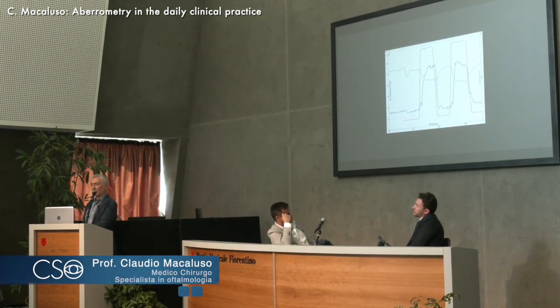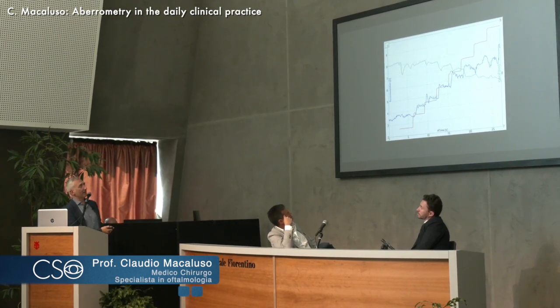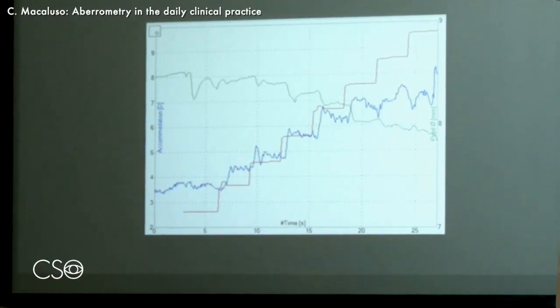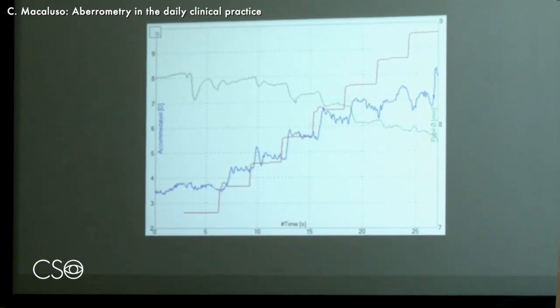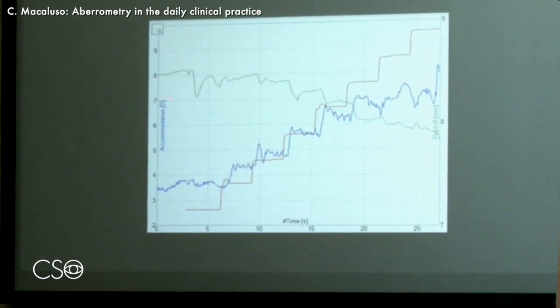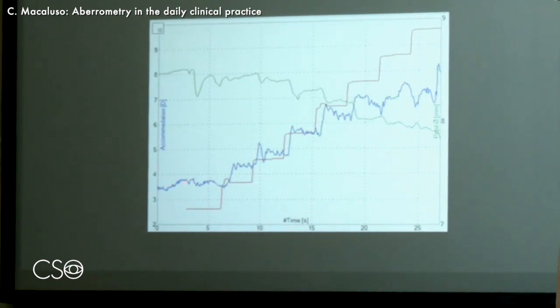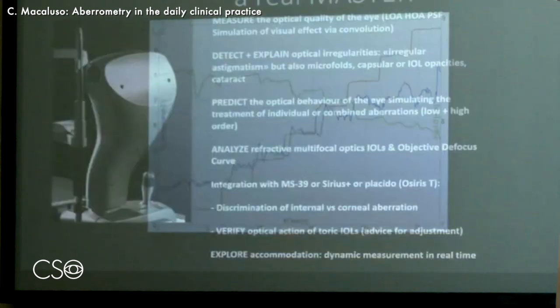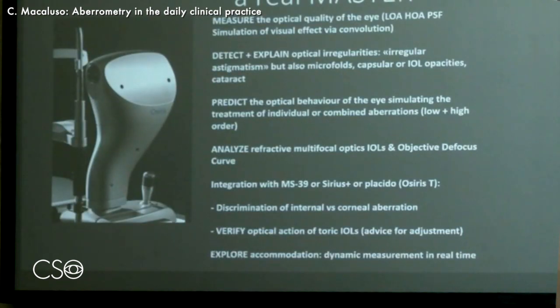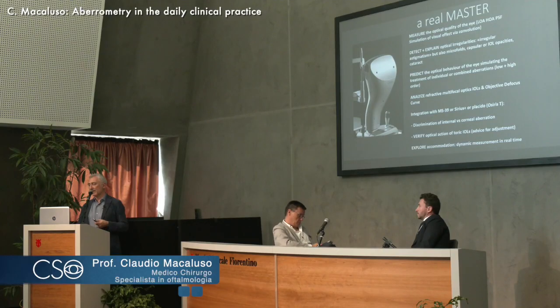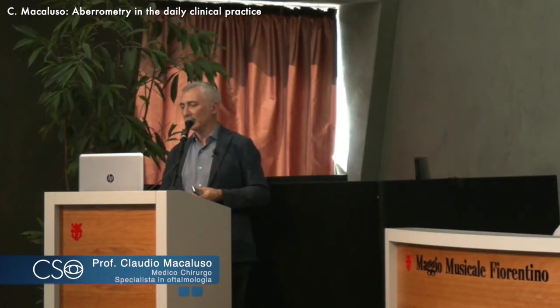There is a second possibility, that's a staircase. You see the accommodation goes in step with the stimulus, up to 7 diopters, and you see here this 30-year-old patient could keep up to, let's say, 7, then it was enough. He couldn't anymore. So, in conclusion, the Osiris is to me a real master. It can help us understand many things and make decisions.